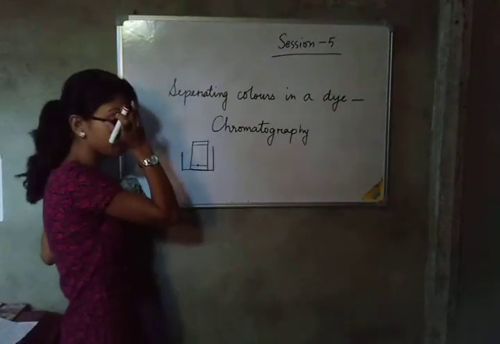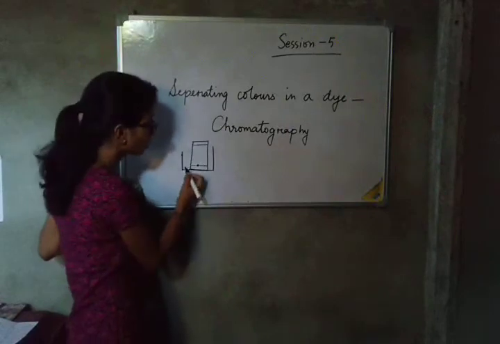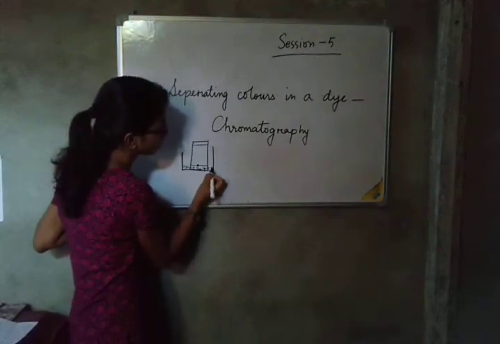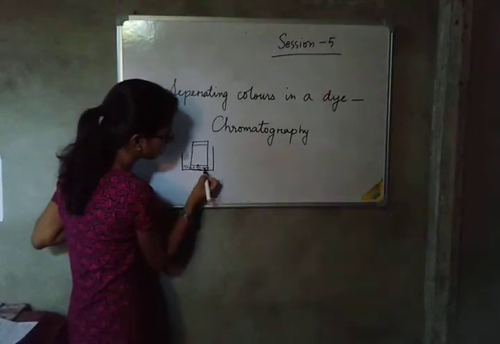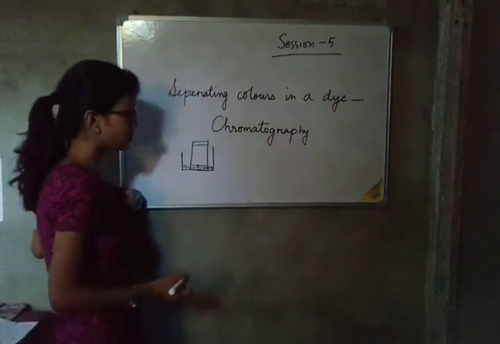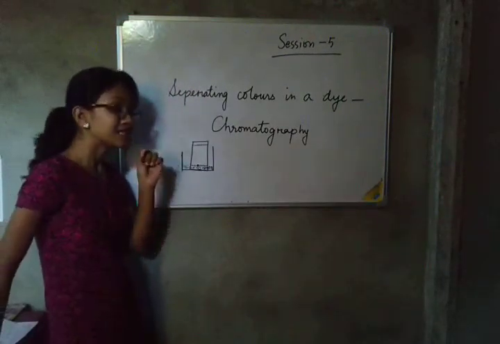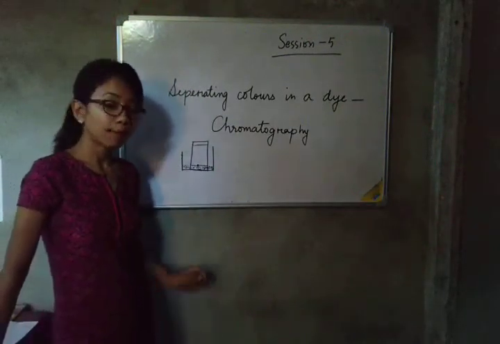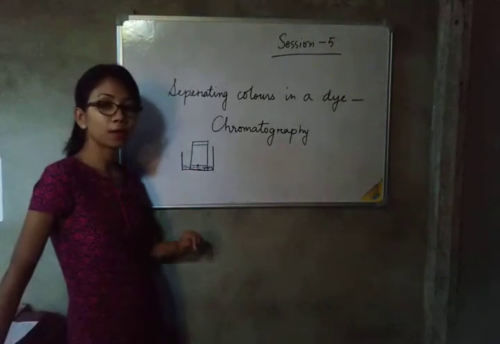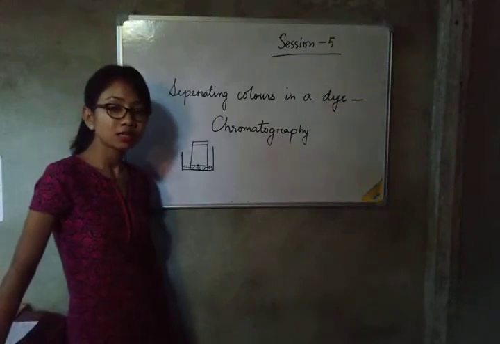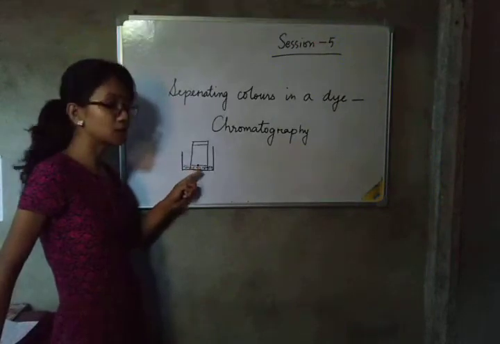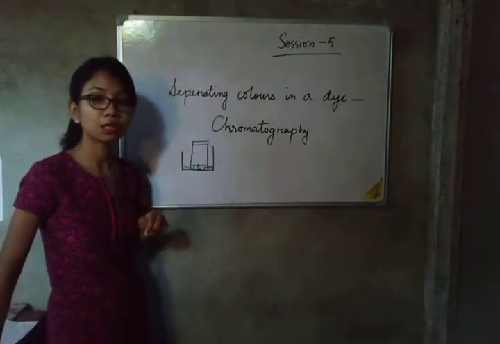I'm putting this filter paper in the beaker which contains water. I'm putting the filter paper in such a way that the line I have drawn at the lower part is not dipped. I have dipped the filter paper below that line in the beaker containing water. Is it clear? The line does not get dipped in the water.